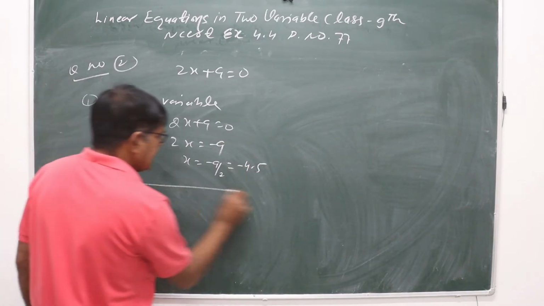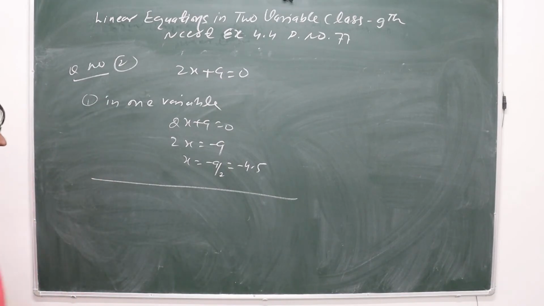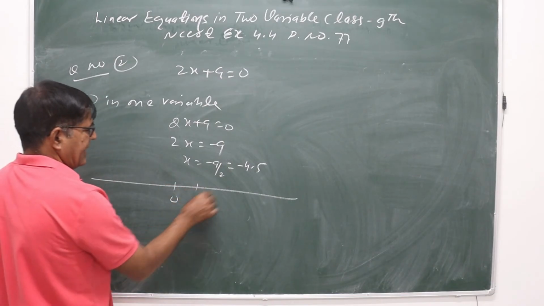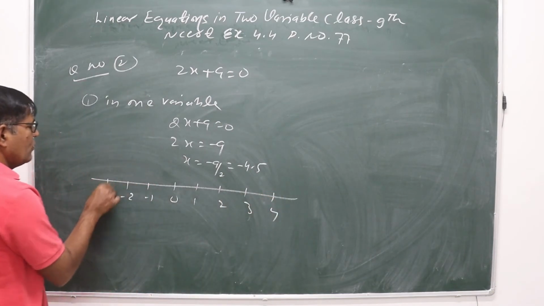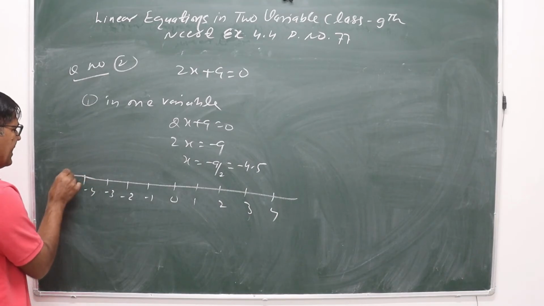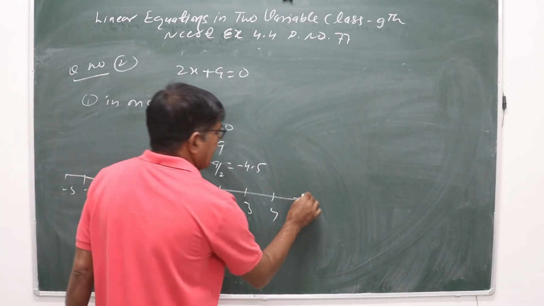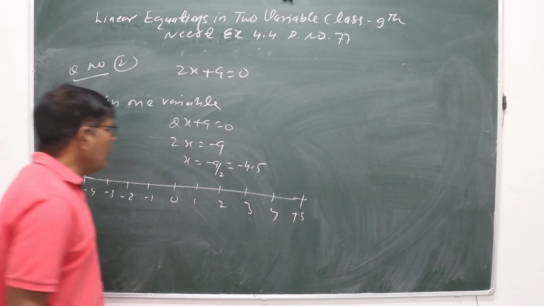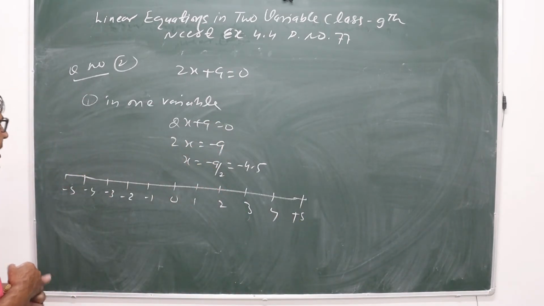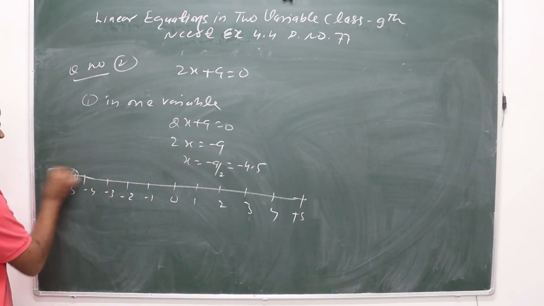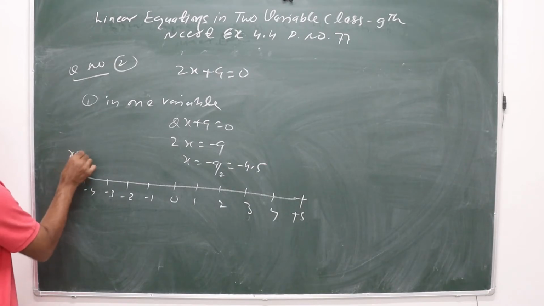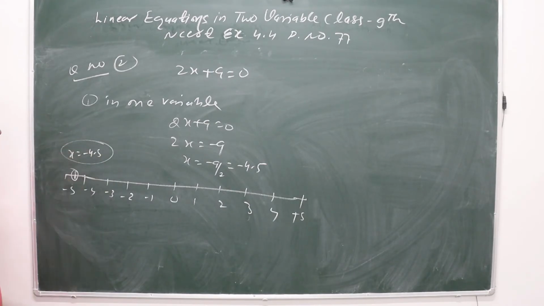So to represent this, we have to draw a line. Center point is 0, on the right hand side 1, 2, 3, 4. On the left minus 1, minus 2, minus 3, minus 4, minus 5, and similarly on the right side plus 5. Now x is equal to minus 4.5, between minus 4 and minus 5. This is the value of x is equal to minus 4.5. So this point will represent the value x is equal to minus 4.5.